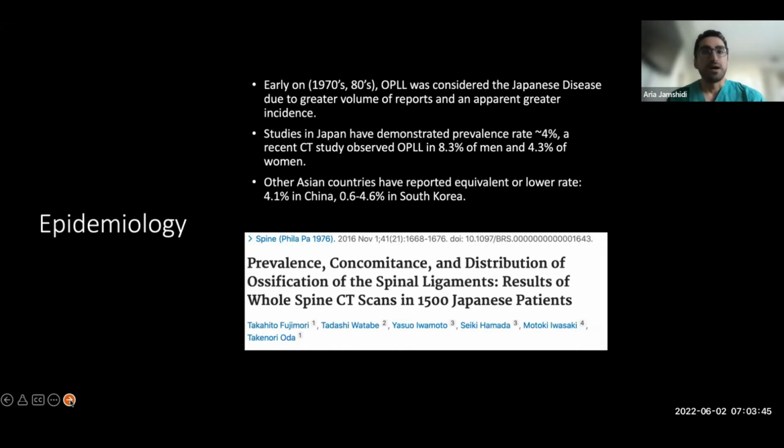So in terms of the epidemiology, early on, when we didn't know much about this disease, and specifically in the early 60s, 70s, 80s, OPLL was considered a Japanese disease. This is due to a greater volume of reports and what was thought to be greater incidence at the time, specifically in Japan. Prevalence rates reported there have ranged up to approximately 4%, with a recent CT study showing an OPLL incidence of 8.3% in men and 4.3% in women in Japan.